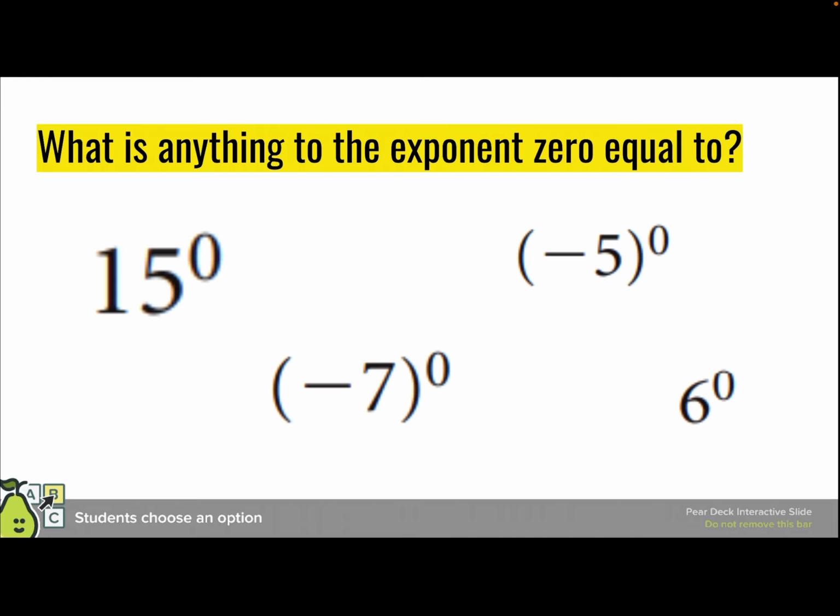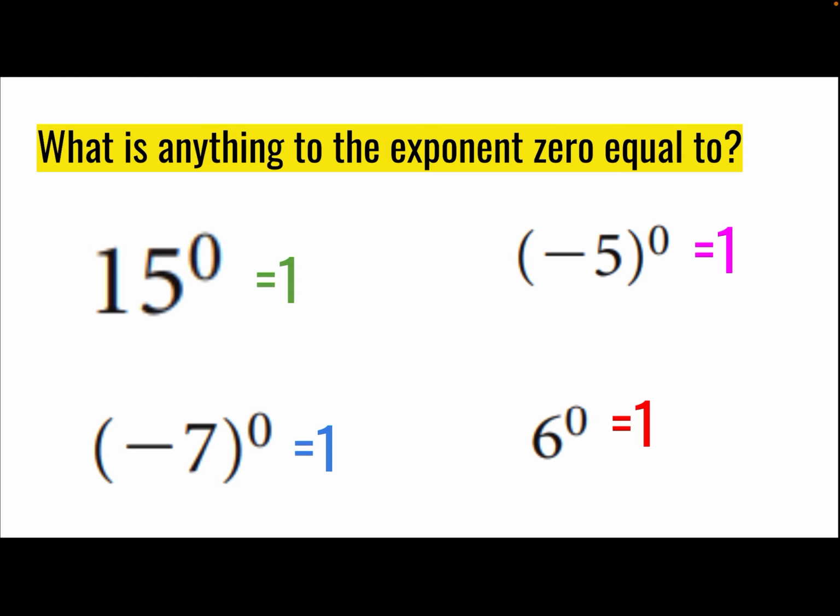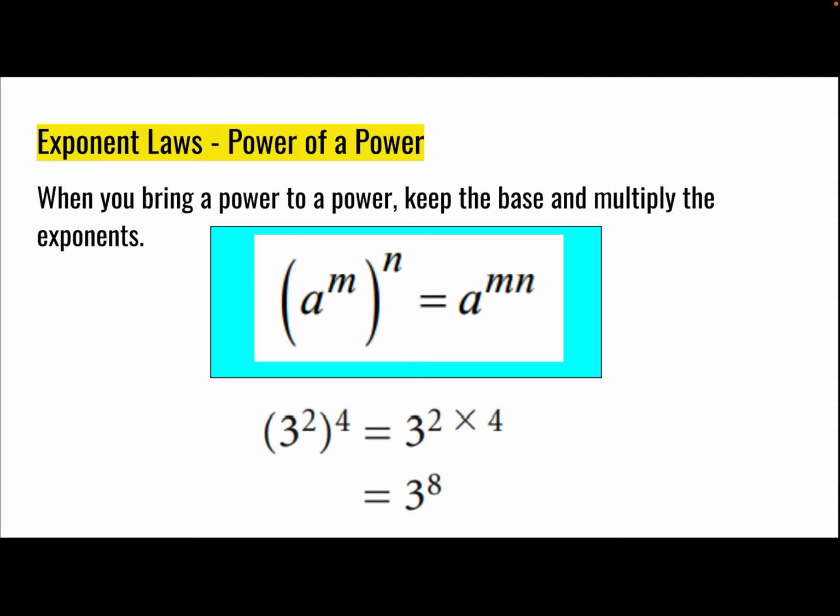Now, here's a little review of what is anything to the exponent 0 equal to. So let's remember, take a moment, think about it. You might be shouting it at the video. Let's see what it is. It's equal to 1. Doesn't matter what it is. Notice with those negative bases, they have to be in brackets. If they're not in brackets, then the 0 is just on the number and not the negative sign.